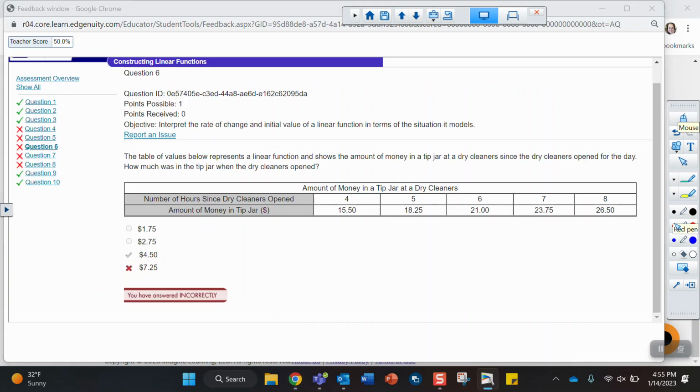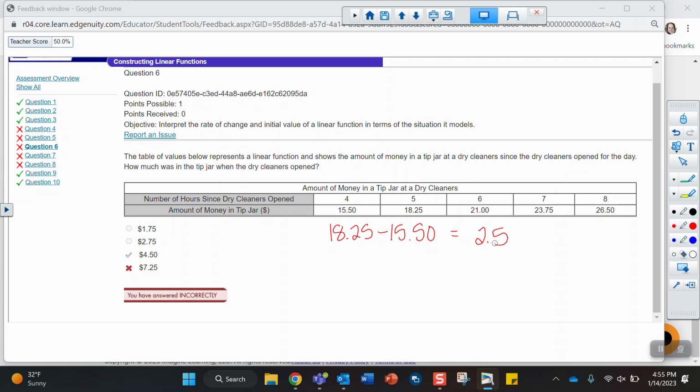Question 6, the table of values below represents a linear function and shows the amount of money in a tip jar at a dry cleaner. Since the dry cleaners opened for the day, how much was in the tip jar when the dry cleaners opened? Again, there are a couple of different methods here, but if we look at how much money is being tipped every day, if we take 18.25 and subtract 15.50, we get $2.75.